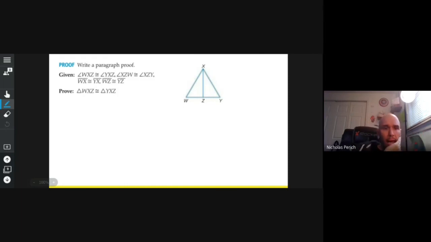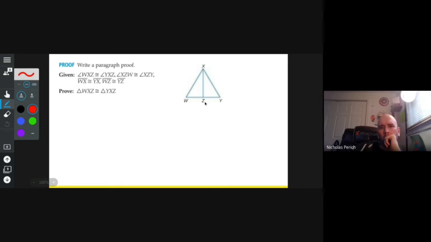Given angle. So let's take this picture here and let's draw out information that we know. Given WXZ, that angle is congruent to YXZ. So WXZ is congruent to YXZ. So I'm going to put one little loop on each. That's supposed to be a loop. It looks terrible. Better.